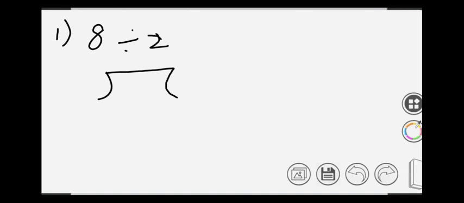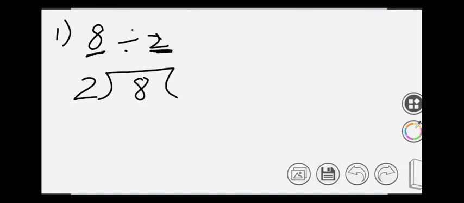As we have already discussed in the previous video, this number is known as the dividend. Dividend is the number that is being divided. So this dividend I will put inside the home. Now the next number, after the division sign, we call the divisor. The divisor is the number by which we have to divide. So I will keep the divisor outside the home.